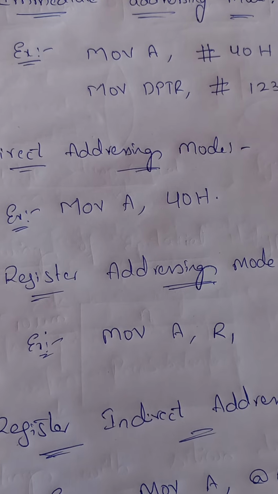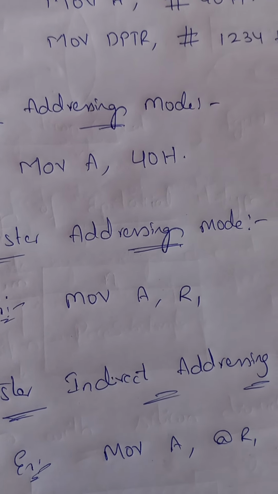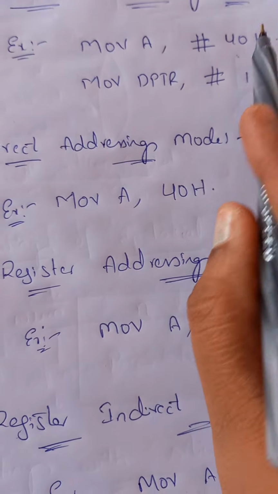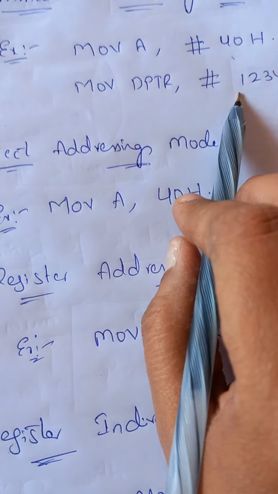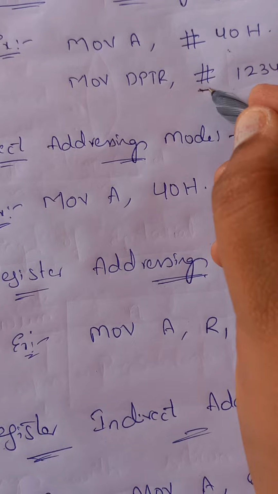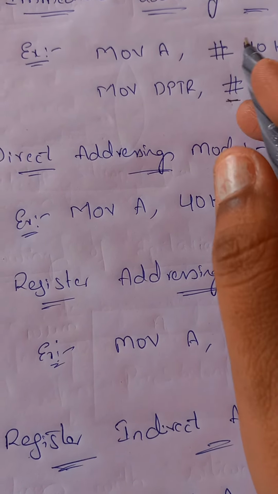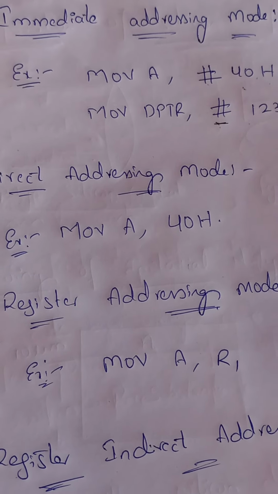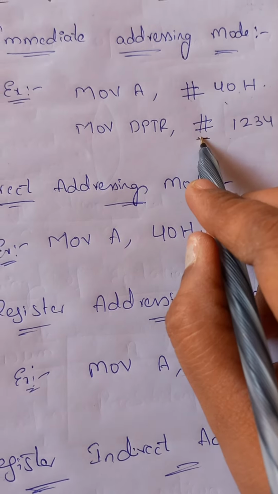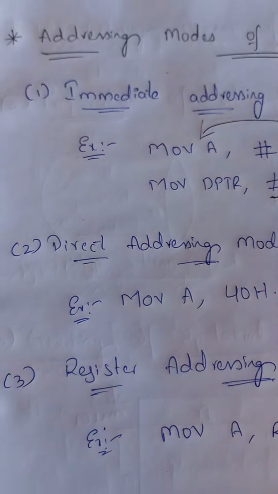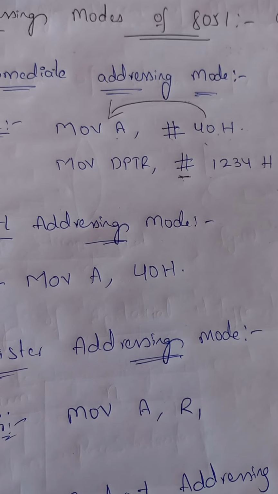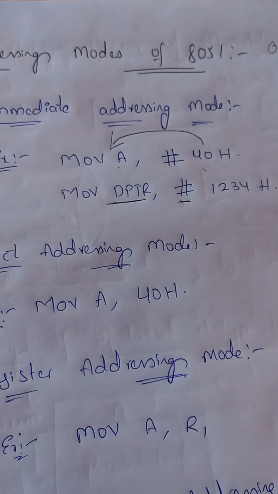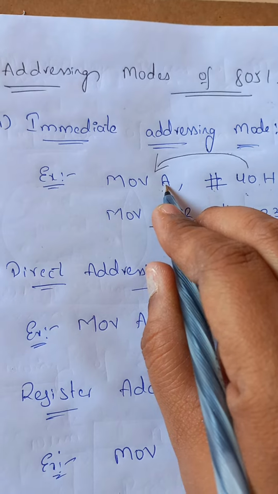In this addressing mode, the operand is specified with some data value. It may be 8-bit or 16-bit, and it is denoted with the hash symbol, which is written before the data value. So we address the immediate addressing mode with a hash, saying that this data value has to be moved immediately into the register A. Here DPTR is nothing but the data pointer, which is 16-bit, and the A register is an accumulator of 8-bit.